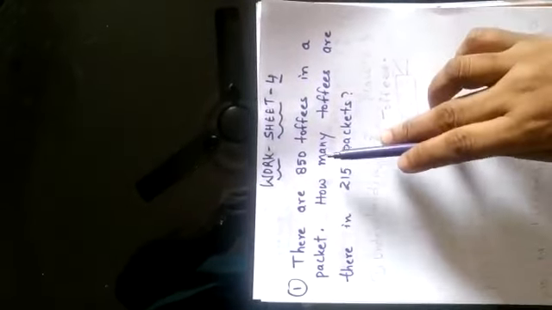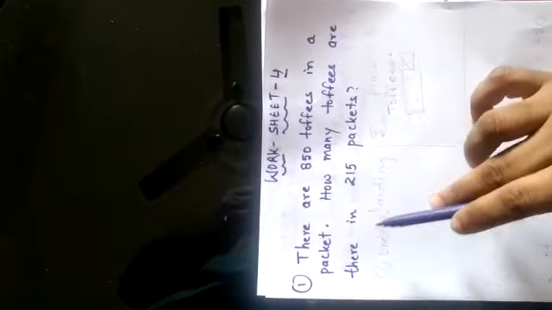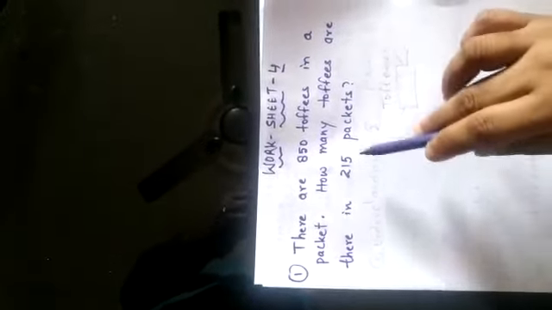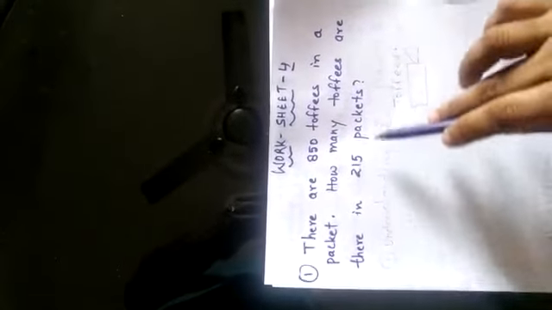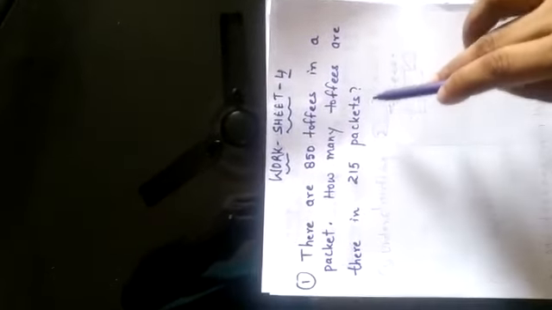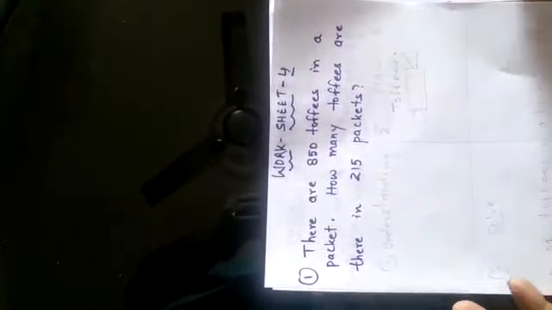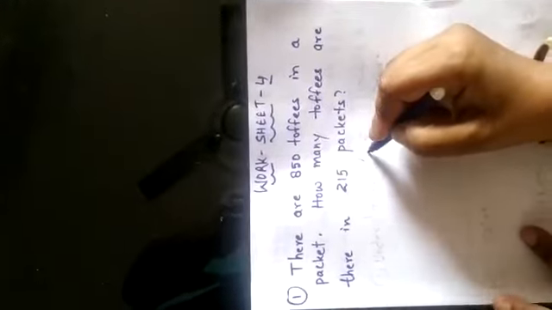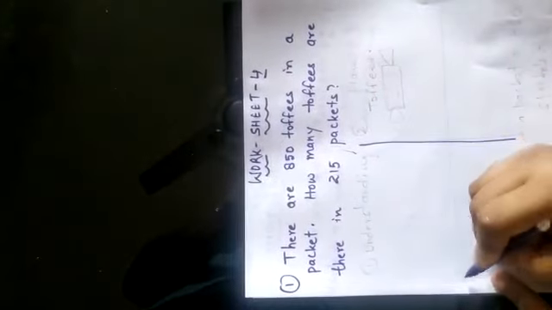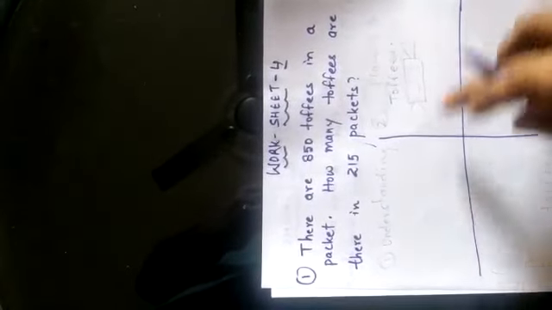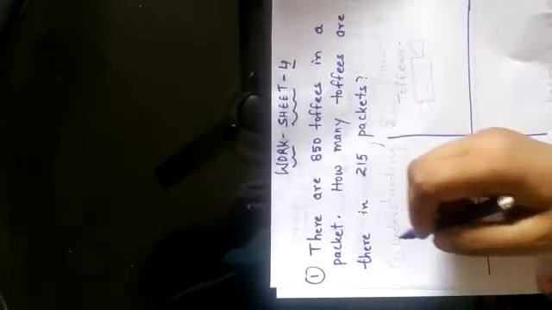There are 850 toffees in a packet. How many toffees are there in all in 215 packets? How many toffees are there in 215 packets? So let's make a 4 square. I will use the 4 square method. So I have drawn 4 squares with the help of this cross.